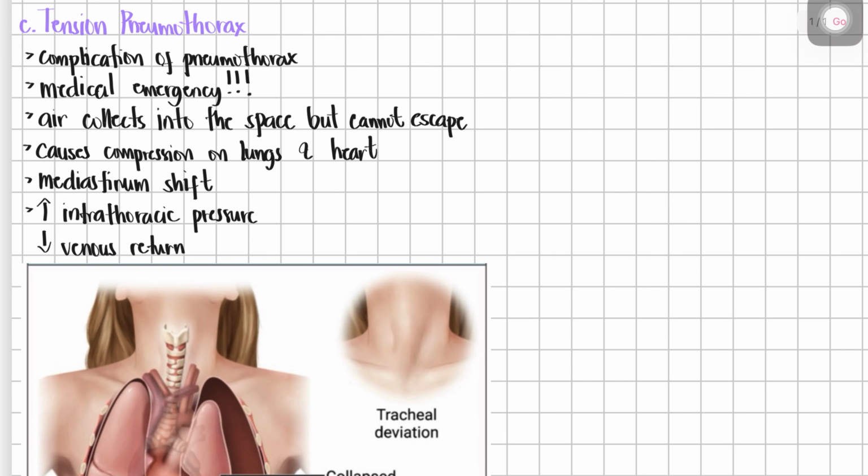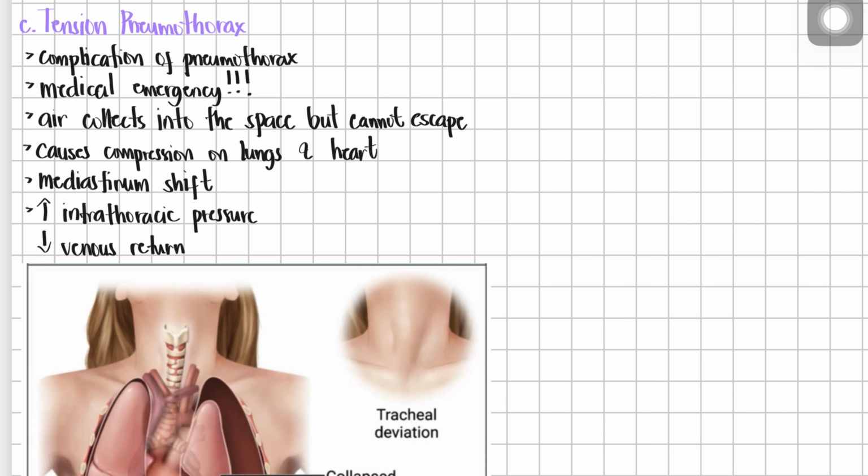So, dahil nasabi natin kanina, si tension pneumothorax ay isang medical emergency because it is a complication of pneumothorax. Complication siya ng open and closed pneumothorax, okay? Ang nangyayari naman dito sa tension, from the word itself, tension, the air collects into the space but cannot escape. Okay, mabubuo yung tension dun, mabubuo yung pressure.